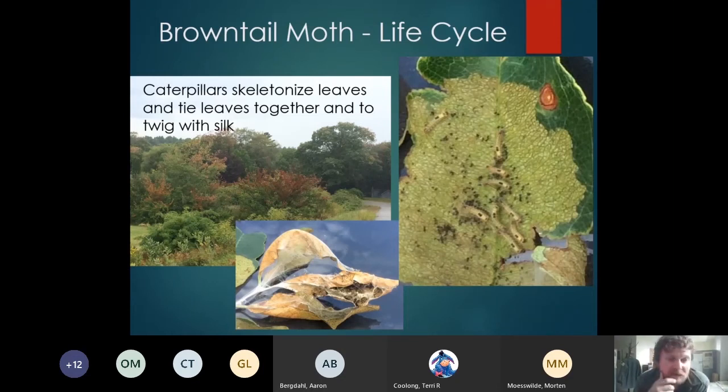So during this late summer, early fall stage, they're going to start building that winter web that they're going to spend the winter in. And so they're feeding communally, and they're also building that web communally.